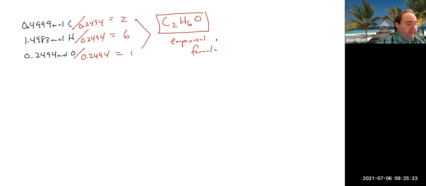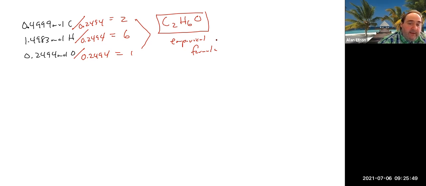Any questions on any of those steps? This is a more involved empirical formula problem. You do all those steps to get the grams of everybody, and then you pick it up like a normal empirical formula problem. Any questions on calculating empirical formulas?